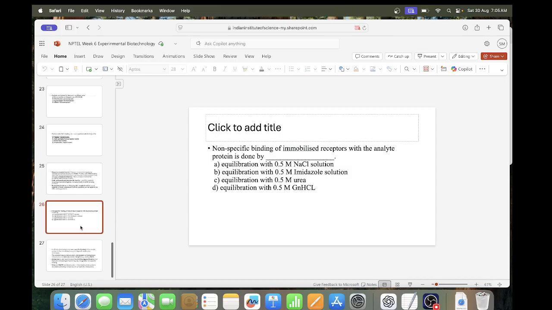The last question for today is, non-specific binding of immobilized receptors with the analyte protein is done by dash: equilibration with NaCl, imidazole, urea, or guanidinium hydrochloride. You can think about this question for a couple of minutes and then we'll discuss. So for this, you need to think about the role of each of these solutions. What can NaCl do? What can imidazole do? What can urea do? What can guanidinium hydrochloride do?